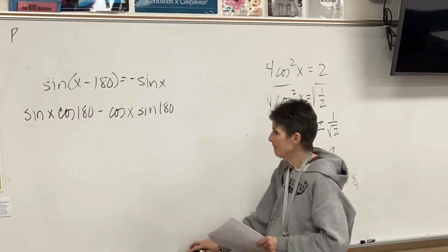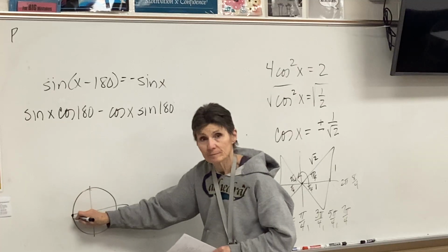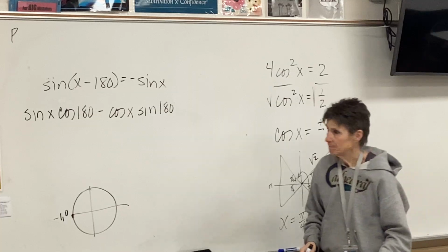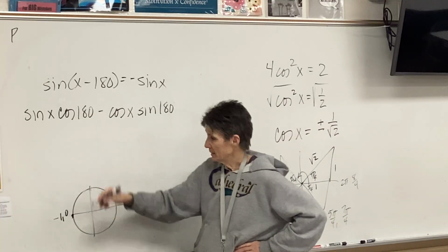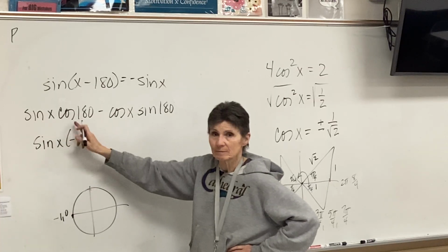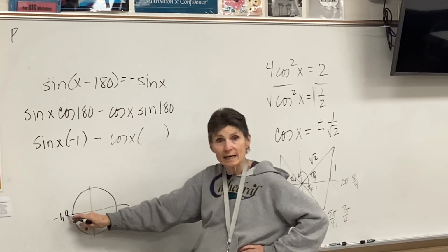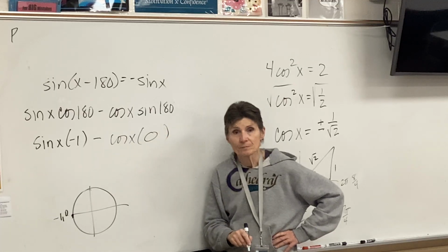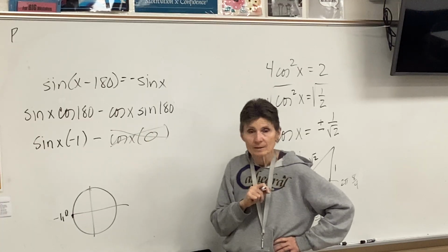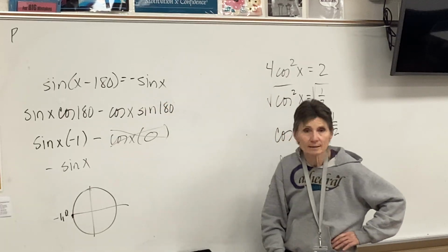Now let's look at our circle. 180 is over here. At 180, the cosine is -1. So this is sine times -1, minus cosine times the sine of 180, which is 0. Now that's multiplied. Anything times 0 is just 0. So what do I have left? Negative sine x. What did I want to have left? Negative sine x.